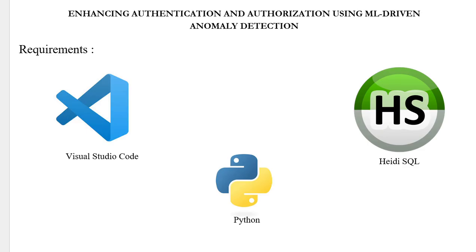Then the next slide is the requirements. Here we use tools like Visual Studio Code, Python, and HeidiSQL. Visual Studio Code is for development, HeidiSQL for managing and querying the database, and Python to implement the machine learning algorithms, especially the SVM model, which I mentioned previously, using the scikit-learn library.